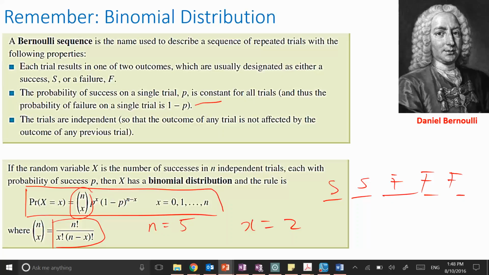Because I just gave you one order. That's 2 successes. I can have it as succeed, fail, fail, fail, succeed. That's one combination. So how many different combinations are there? How do you work it out? That's what this formula is for.